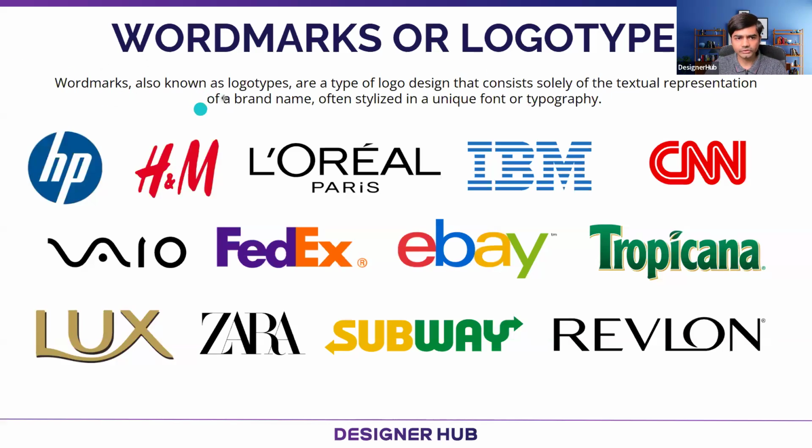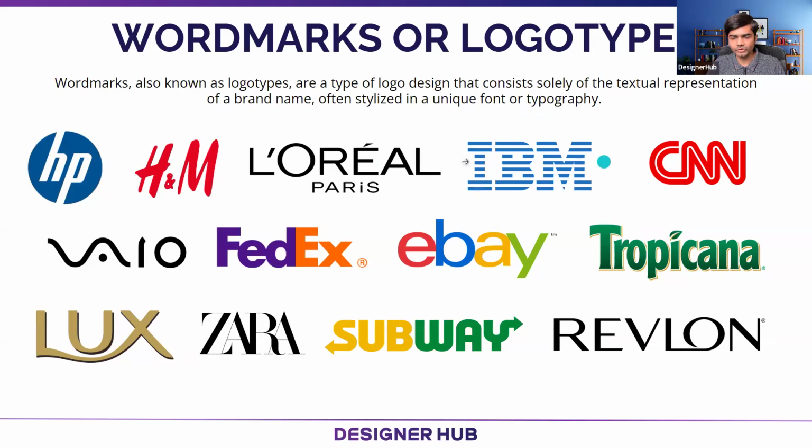Now, word marks are also known as logotypes and are types of logo design that consist solely of the textual representation of a brand name, often stylized in a unique font or typography. So the name itself is the logo over here. Whatever is the name, H&M, that itself is the logo. There is no separate icon or other element added. The font itself is modified in such a way that it becomes a logo.